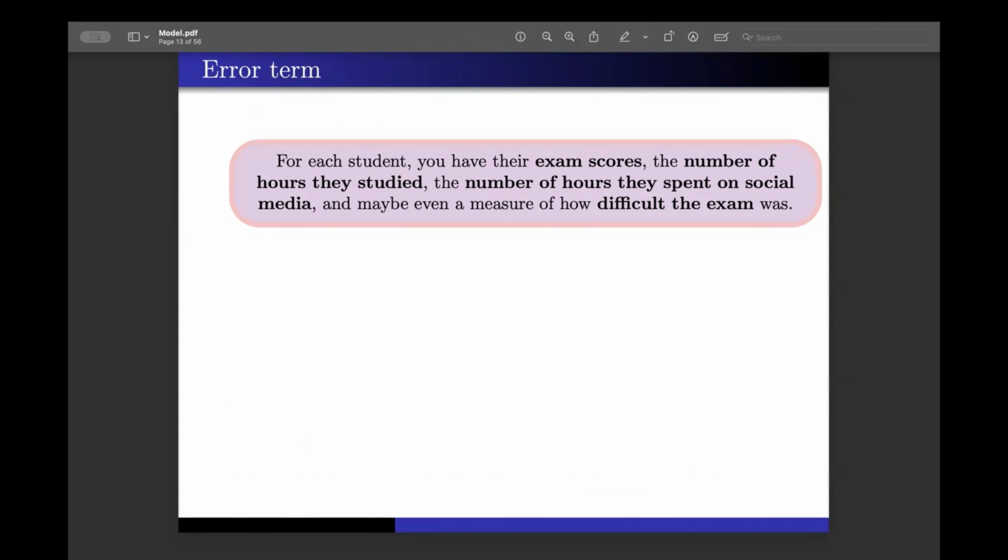For each student, you have their exam scores, the number of hours they studied, the number of hours they spent on social media, and maybe even a measure of how difficult the exam was. You collect the data set, you have all this information for each student. So now we have the dependent variable and we'll give it the notation y. We will always denote it with the letter y. So here exam score is the dependent variable and we denote it by letter y.